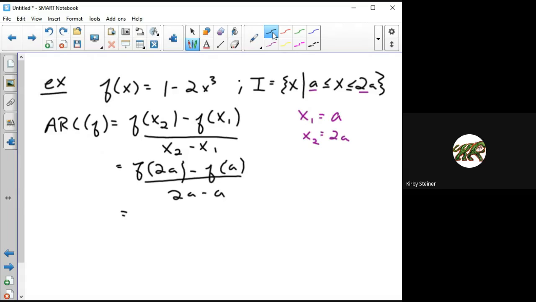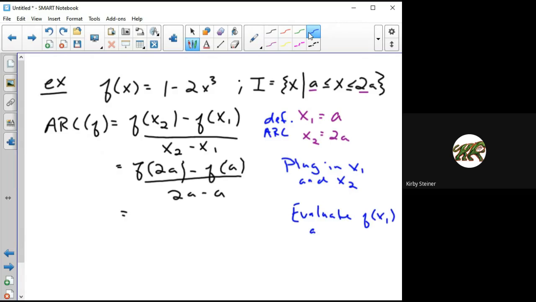So here we're just plugging in. Step one is our definition of average rate of change. Step number 2 is to plug in x1 and x2. Next thing we're going to do is evaluate f of x1 and f of x2.